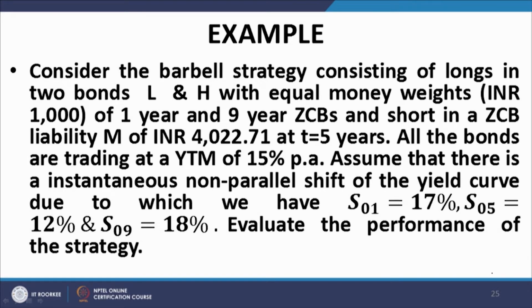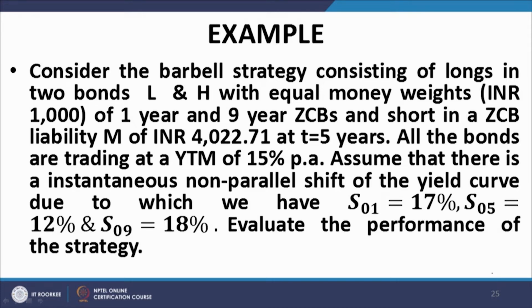This is an example of the butterfly spread. Let us look at it. Butterfly spread twist, I am sorry. Consider the barbell strategy consisting of longs in two bonds L and H with equal money weights of INR 1000 of 1 year and 9 year 0 coupon bonds, and short in a 0 coupon bond liability M of INR 4022.71 at t equal to 5 years. All the bonds are trading at a YTM of 15%.